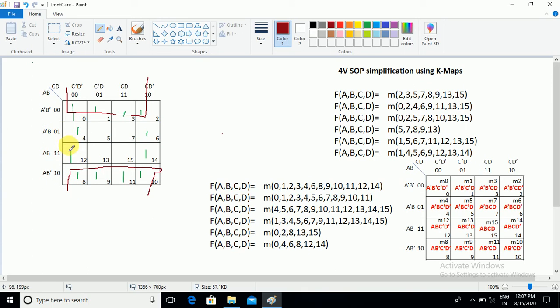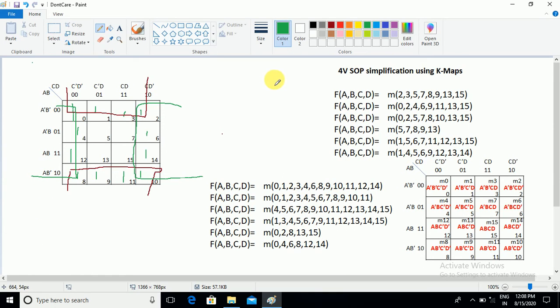If you fold this paper horizontally, 0, 1, 2, 3 touch 8, 9, 10, 11. Now you can create an 8 cell grouping. The next grouping: if you fold this paper vertically, then 2, 0, 6, 4, 12, 14 and 8, 10 will touch each other. So here you can create another 8 cell grouping. This is the answer for the given question. Two groups are created, both 8 cell groupings.